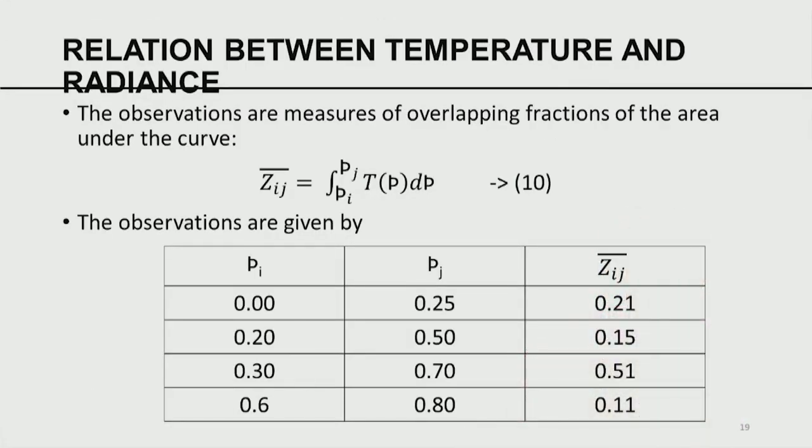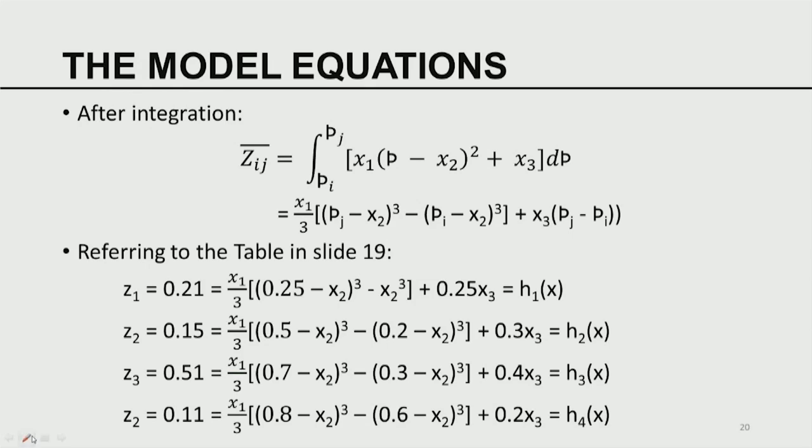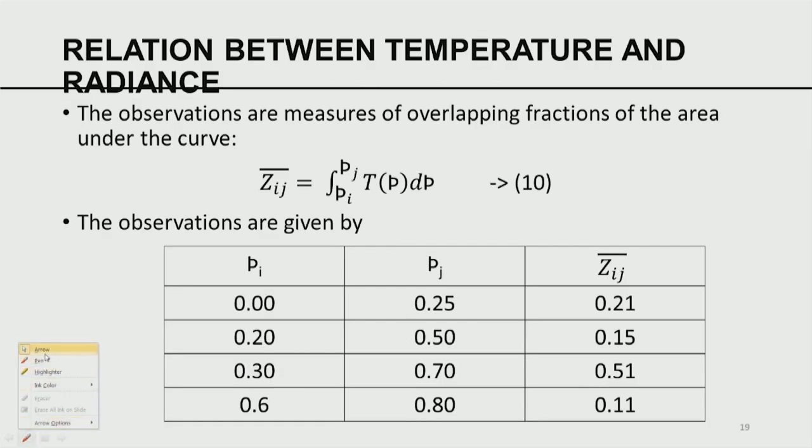Now I am going to talk about how to develop the mathematical relation between the observation and the temperature. The observations are measures of overlapping fractions of the area under the curve. So T(P) is a curve. If this is P, P is decreasing, T(P) is going to be defined over this. So this is P, this is T(P).